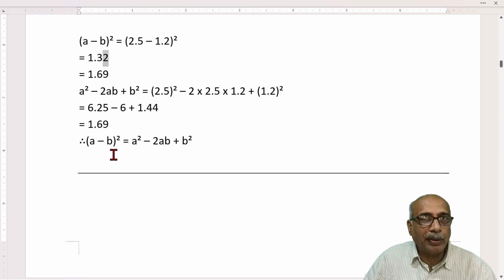So two expansion formulas we have seen here. (a plus b) whole square equals a square plus twice ab plus b square, and (a minus b) whole square equals a square minus twice ab plus b square. In the next video, we are going to study with the practice set.